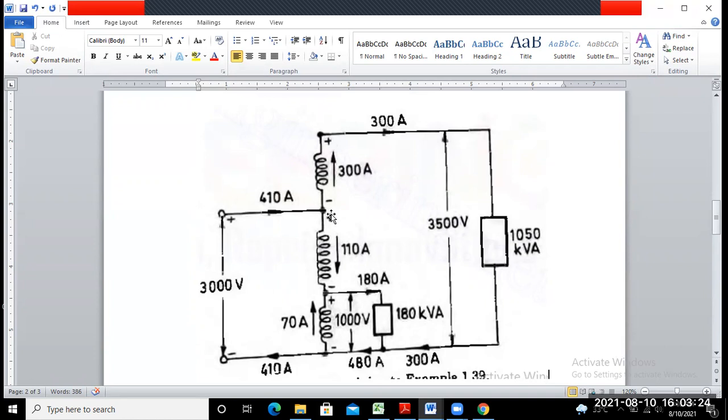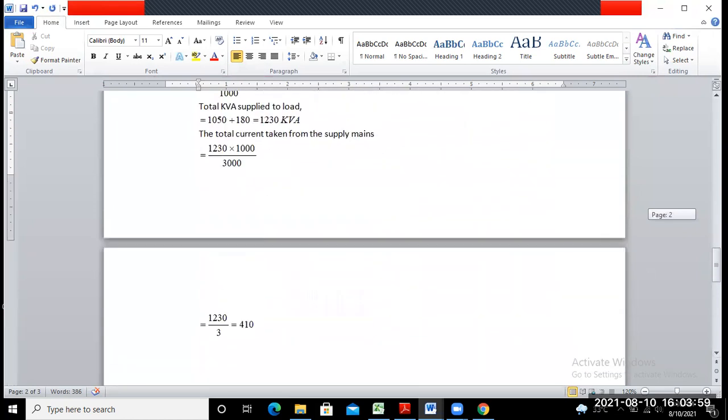So if incoming current is considered positive, then outgoing current may be considered negative. If you consider 410 ampere incoming, that means positive, and 300 ampere outgoing, that means negative. Some amount of current, X, is going through this path. So we can apply the KCL here.